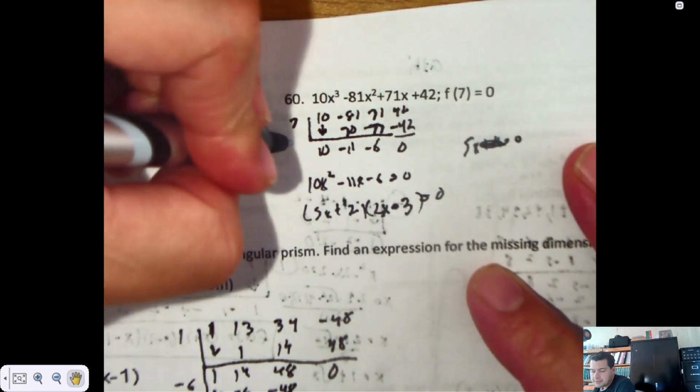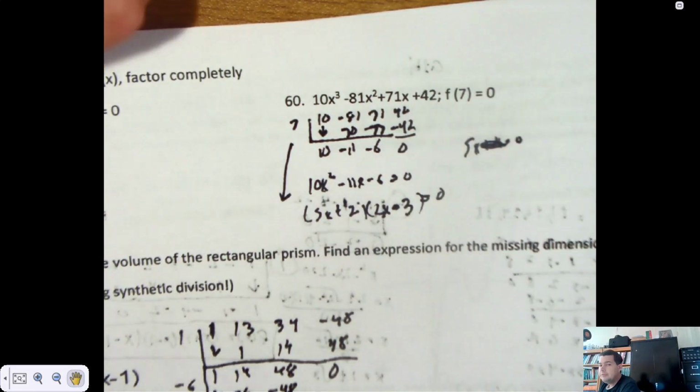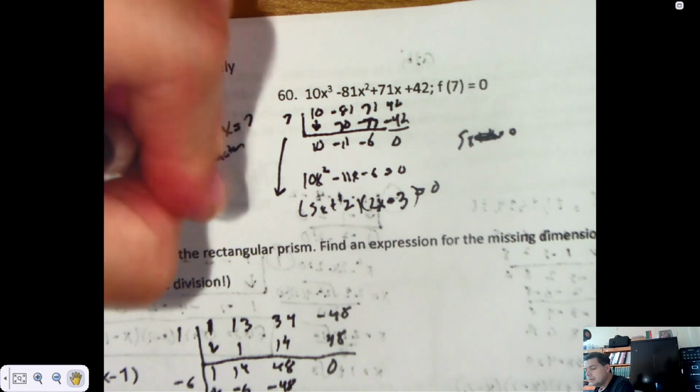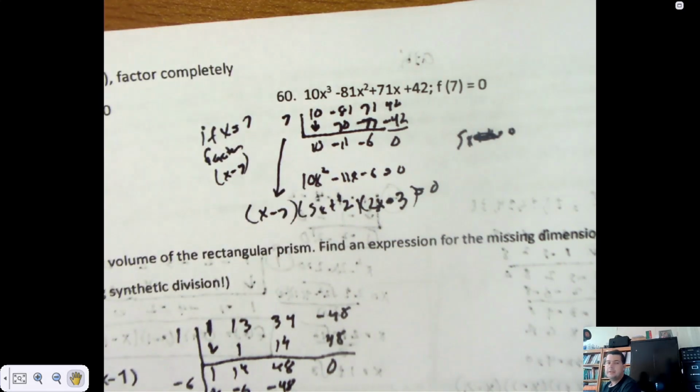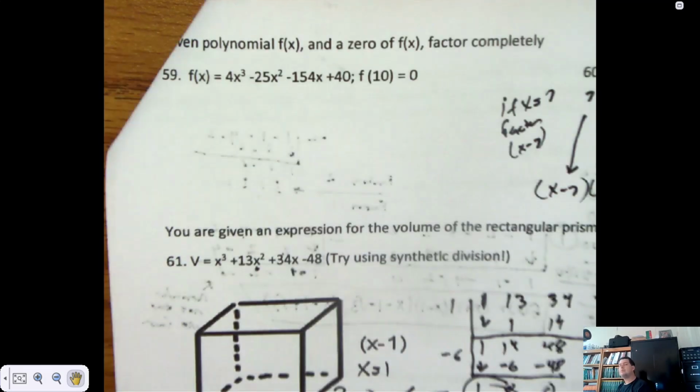Wait a second. It just says completely factor, doesn't it? All I got to do is bring this sucker down. If x is 7, the factor is x minus 7. So there you go. Last one I'm going to do for today.